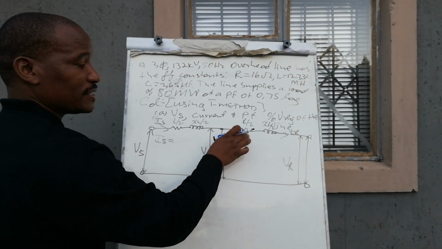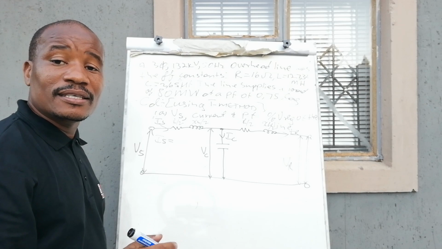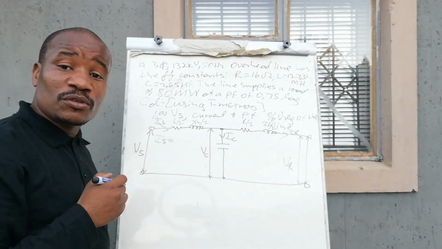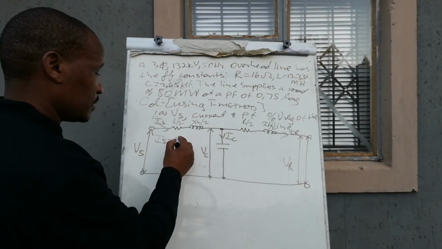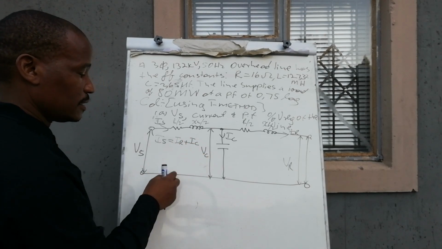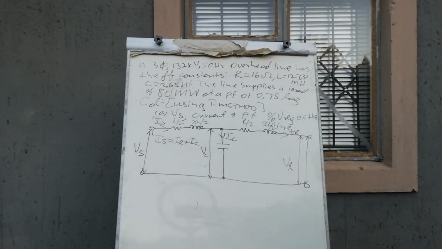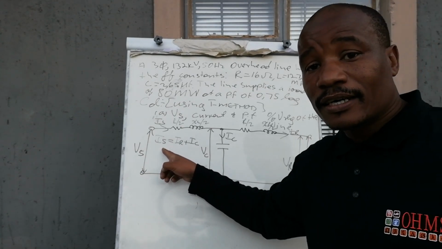The arrows are facing in the same direction, meaning you add. It's maths, the language of engineering. This is IR plus IC. This is the formula we're gonna use to calculate the sending end current.